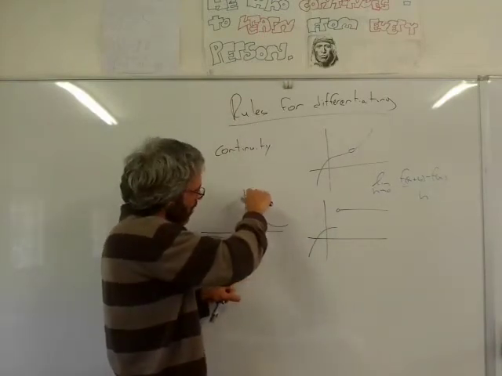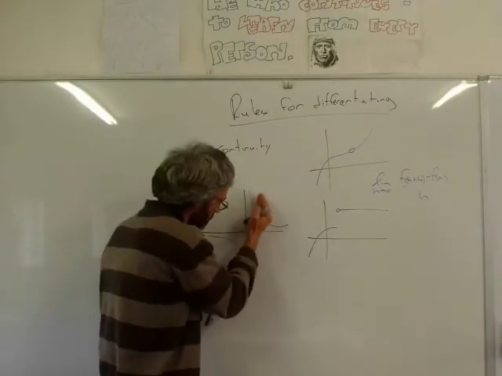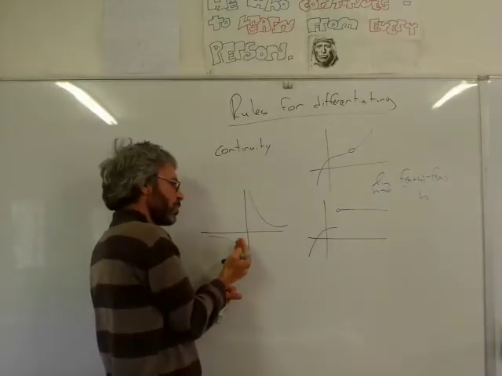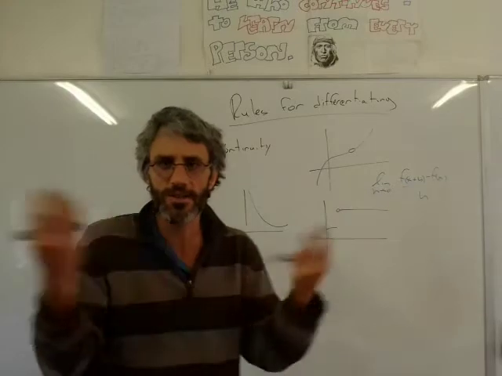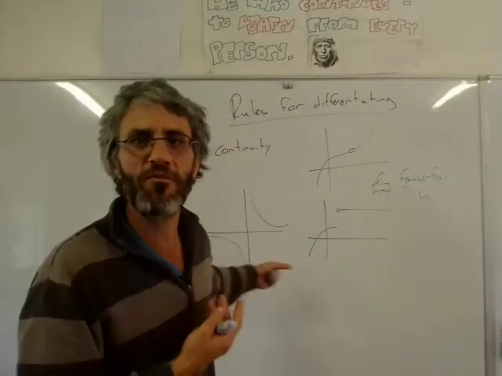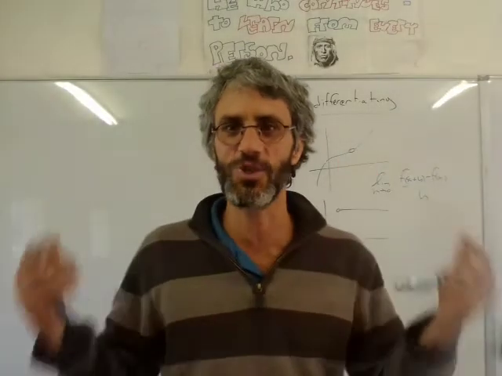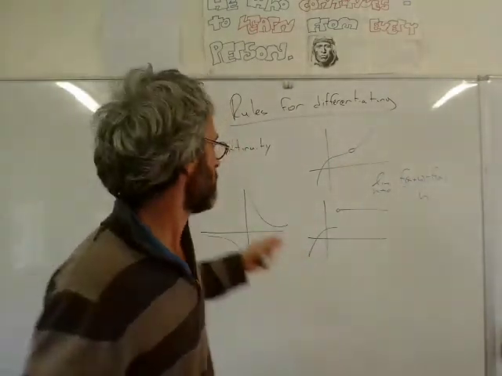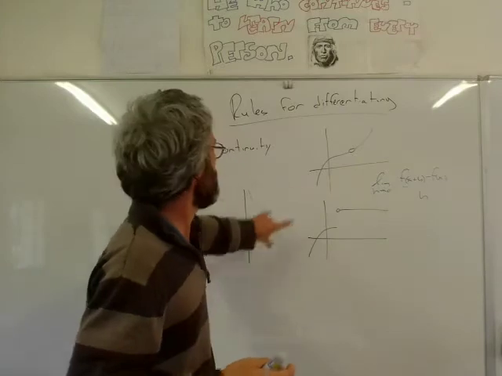Think about the difference in the y's between a point just after the 0 and a point just before the 0. It's going to be infinite. Here it might be 5, but 5 divided by 0, or infinite divided by 0, is definitely infinite. So there is no derivative at these points.